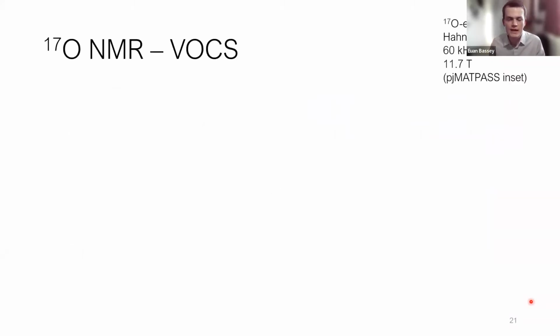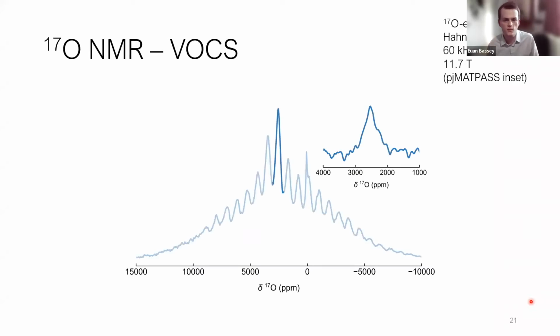So, the 17O NMR spectrum is shown here for the pristine material, and what you can see is it spans a very, very broad region, at least 20,000 ppm, if not very slightly more. And the isotropic resonance is the one slap bang in the middle. This was identified by PJ MATPASS, which is in the inset here. And you can already see there's a few peaks within this central peak, and we can probably model that using at least 2 or 3 peaks.